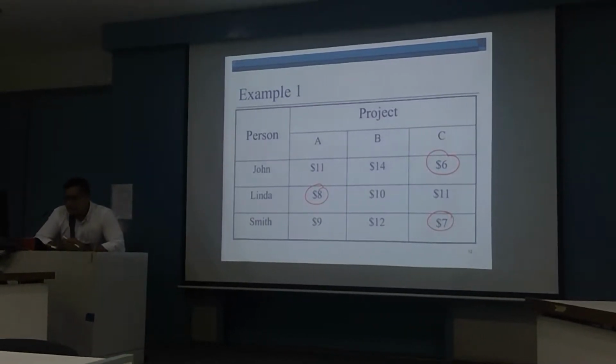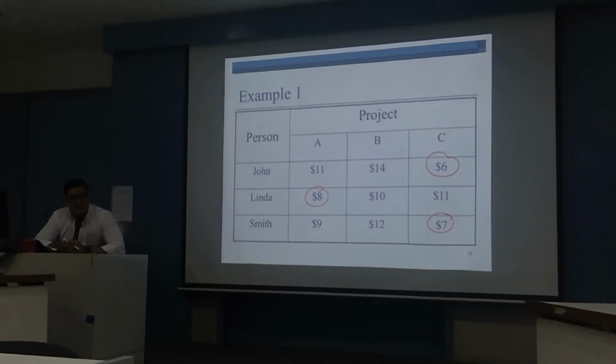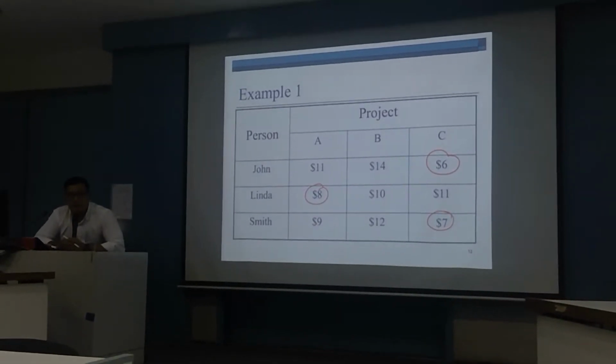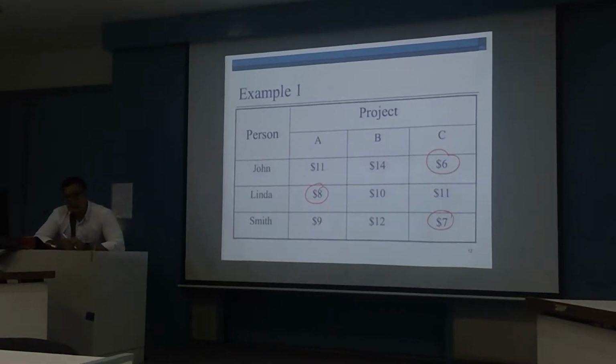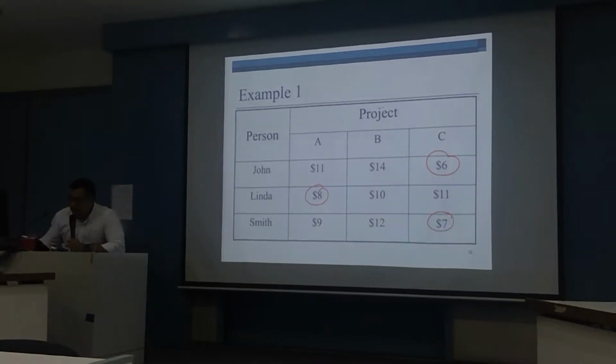To perform the row reduction, we use the lowest value of each row, subtracting it from all the values in that row. For example, in the first row, we use 6, subtracting it from 11, from 14, and from itself. So it changes to 5, 8, and 0.